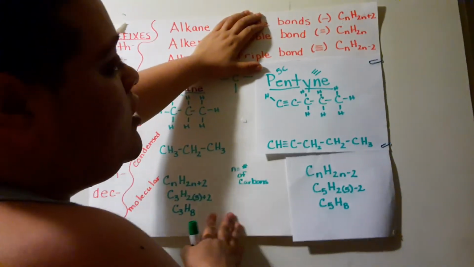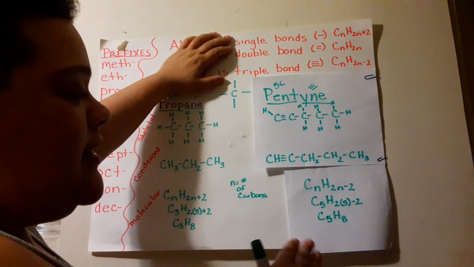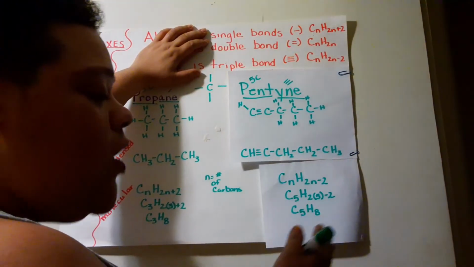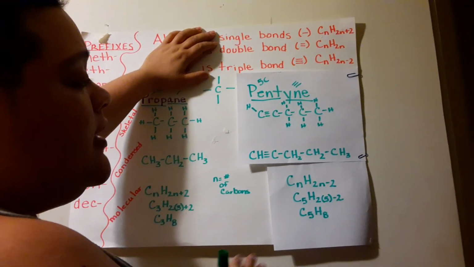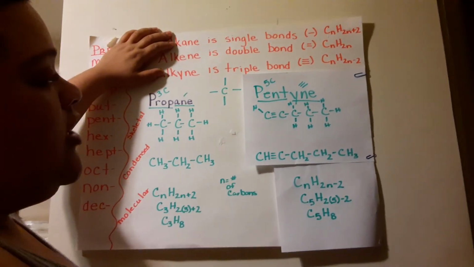Now I will tell you, it is always in your best interest to go back and check your work as I did here, because there is quite often where you'll have too many carbons or too many hydrogens, and this is one set of problems that is very easy to check your work.